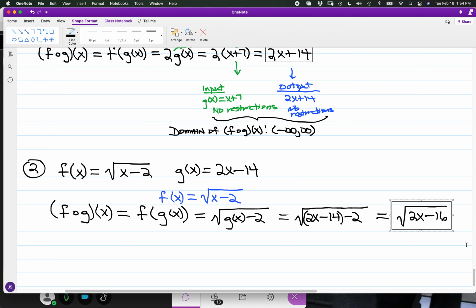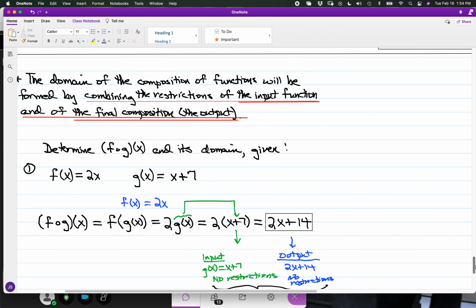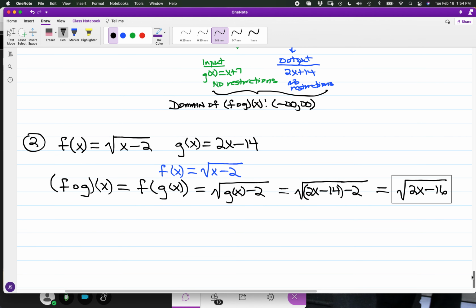And again, where the domain is concerned, you're looking at combining the restrictions of the input function as well as the restrictions from the final composition. Now, the input function, that's what is in the parentheses originally. So the input g of x, and again, g of x is equal to 2x minus 14. That's a direct expression in x, so that part has no restrictions.